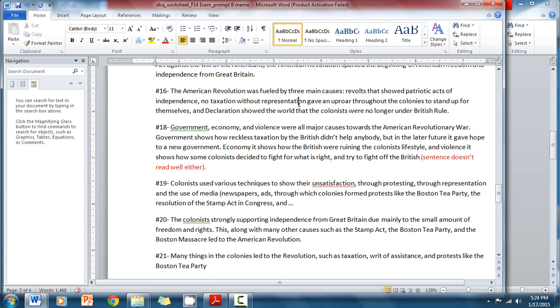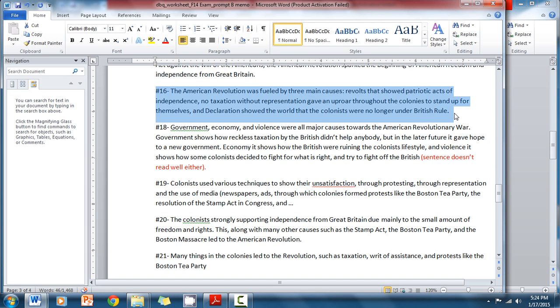Next, student number 16: the American Revolution was fueled by three main causes. Revolts that showed patriotic acts of independence, no taxation without representation, and declaration showed the world. Okay, excellent. This is a really good thesis statement.